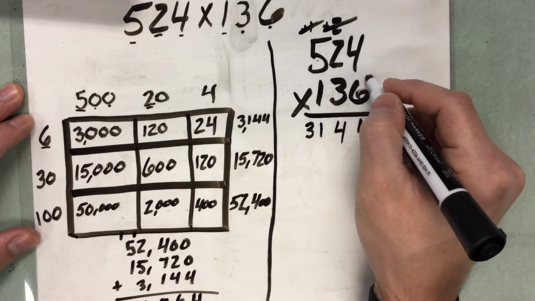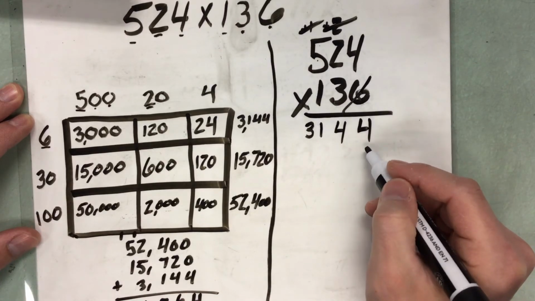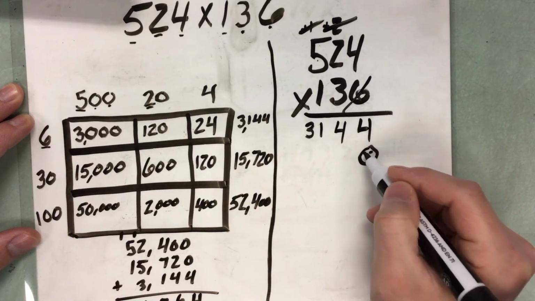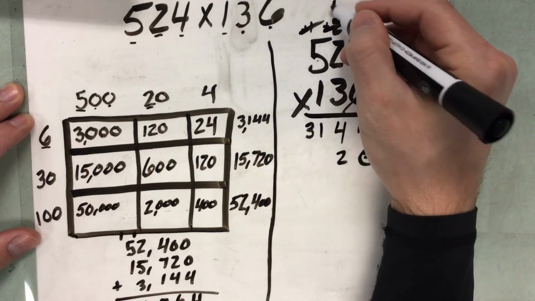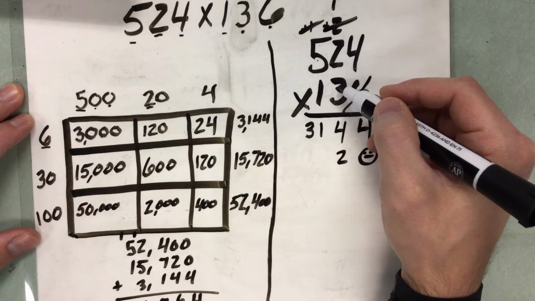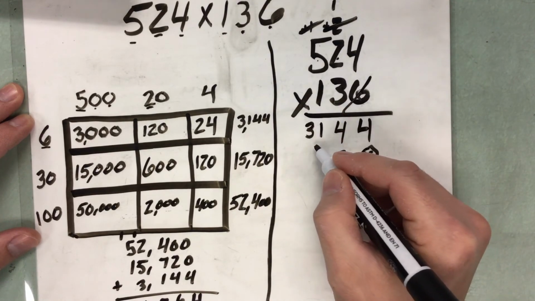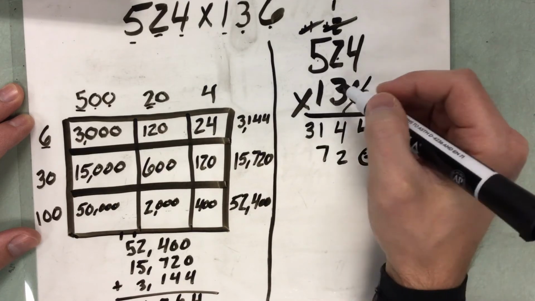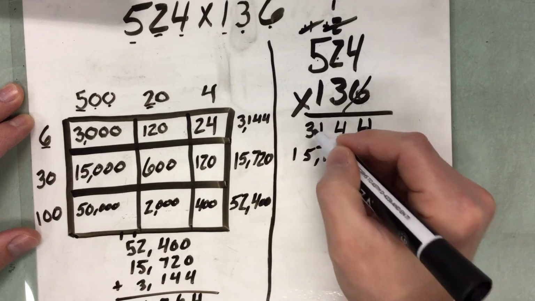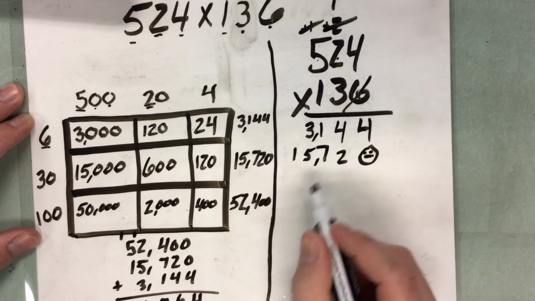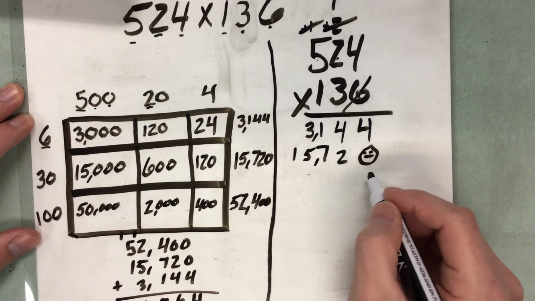Now I'm done with this 6. I'm moving on to this 3. What do I need to do here? Drop a 0. So 3 times 4 is 12. Now I'm going to go 3 times 2 tens, which is 6 plus 1. That would give you 7. Then I'm going to do 3 times 5, which is 15. What do you notice about that number? Yeah, it's right there.